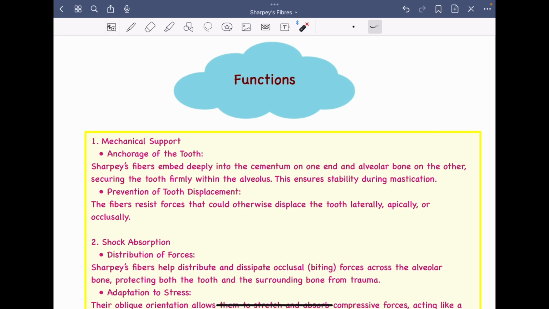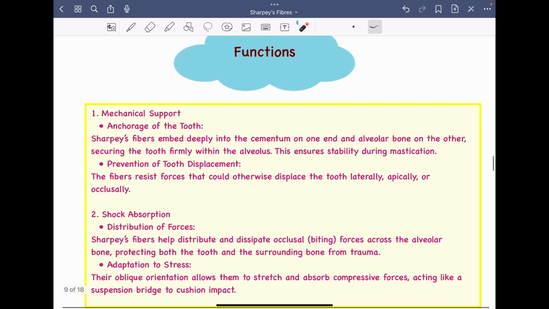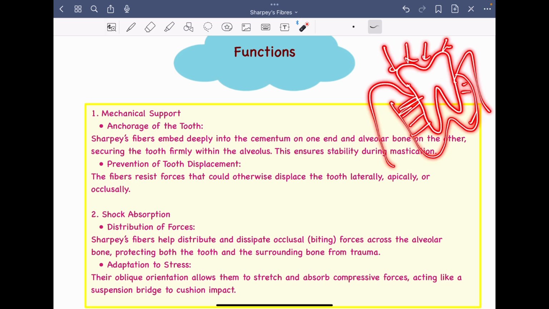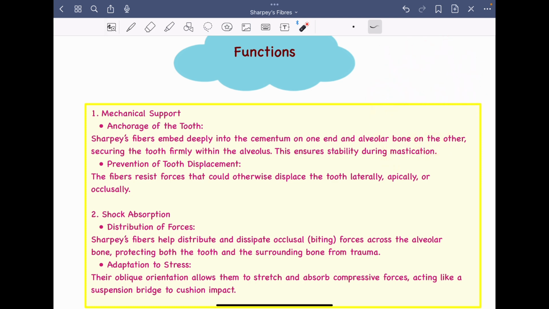These fibers ensure equal distribution of forces across the PDL. They help distribute and dissipate the occlusal biting forces across the alveolar bone, protecting the tooth as well as the surrounding bone from trauma, right? So whenever there is a huge amount of occlusal force, these fibers will resist these forces and act as a cushion. They will provide a cushioning effect and protect the tooth as well as bone from the trauma.